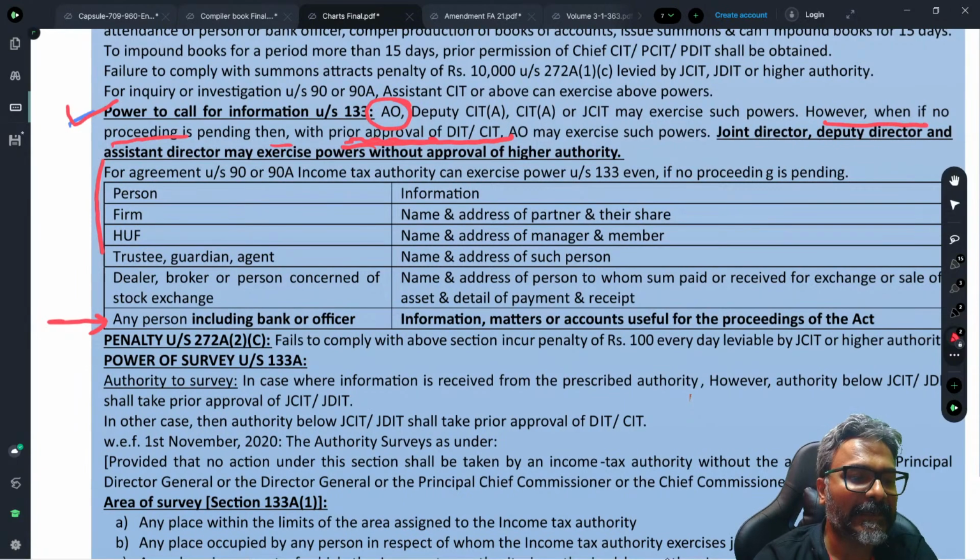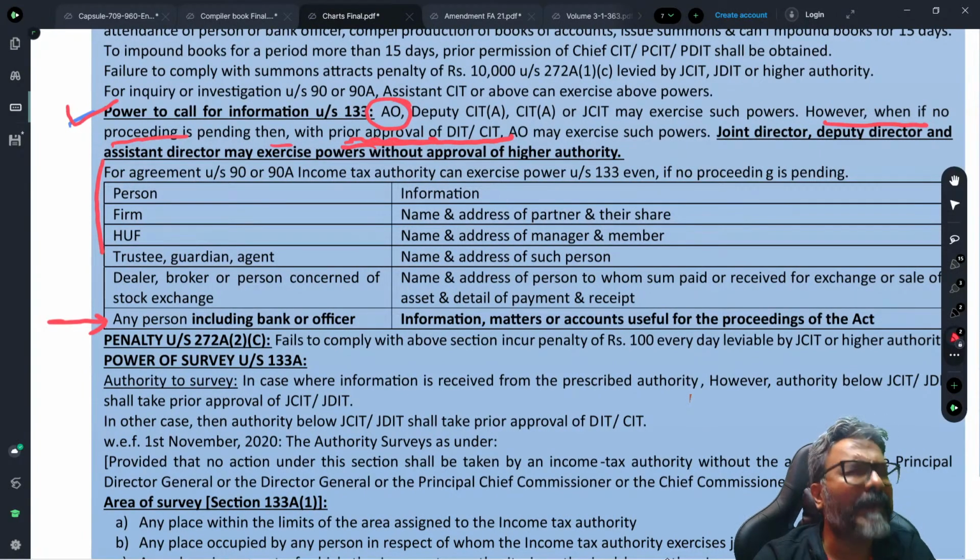And that exactly is the point. Also, to the officer of a banking company, this notice can be given, and the officer cannot say, no sir, we will not share the account details of our account holder. No, nothing doing, you have to share it. This is the kind of power which is available, students.